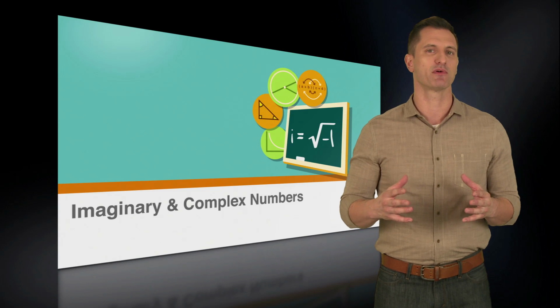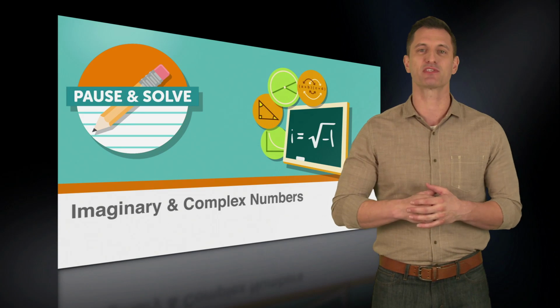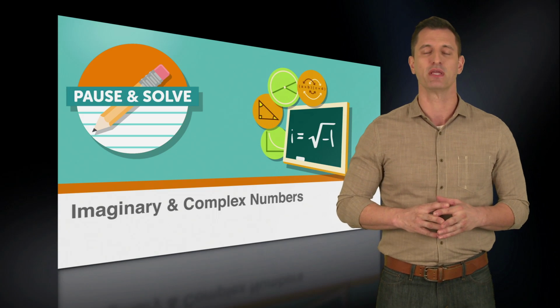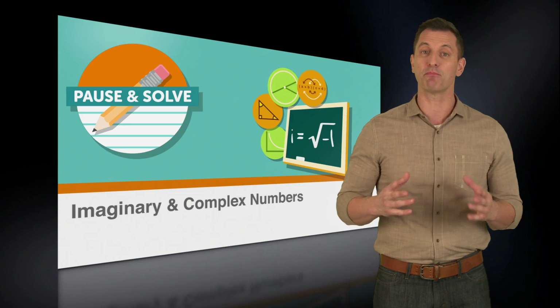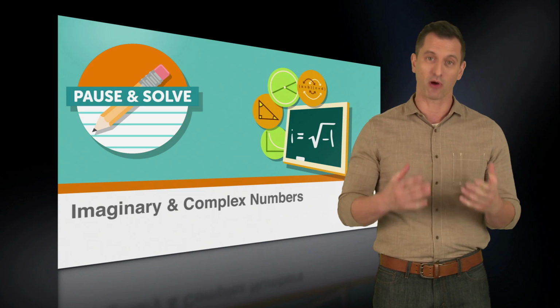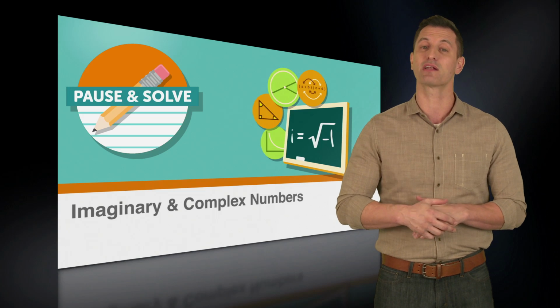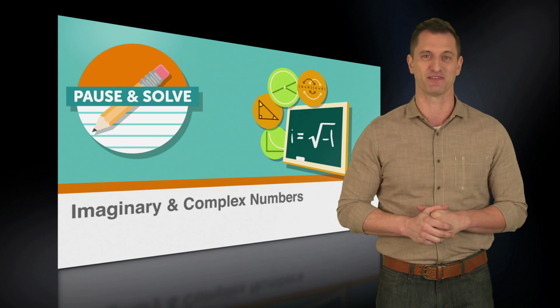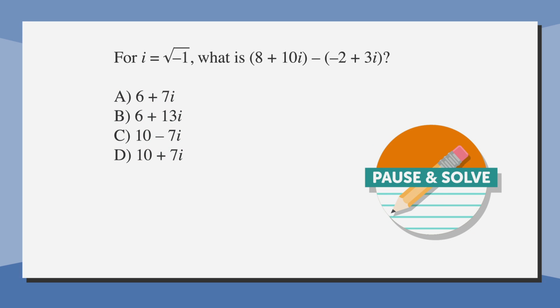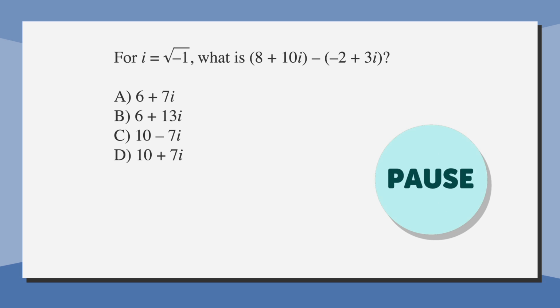So now it's time for a pause and solve. I'll give you space so you can work the problem out on your own, then we'll reconvene and go through it together. Grab some paper and a pencil, and when I say pause, you'll pause this video and solve the problem. When you're done, unpause the video so we can make sure you know how to solve the problem. Here's the question. For i equal to the square root of -1, what is 8 plus 10i minus -2 plus 3i? And here are our answer choices. All right, ready, set, pause.